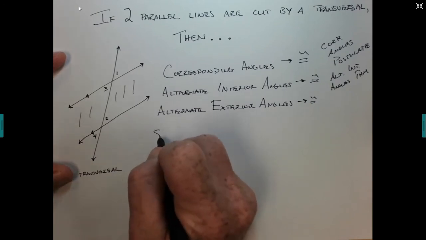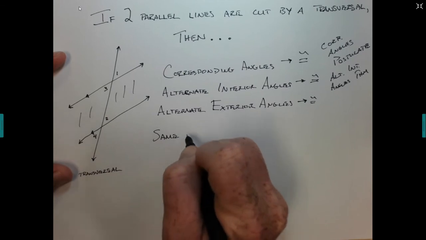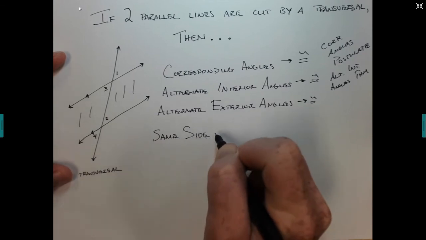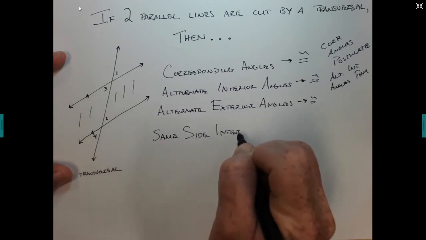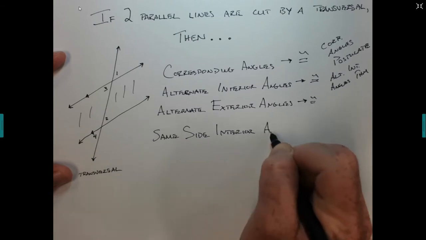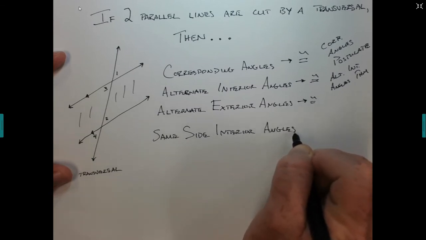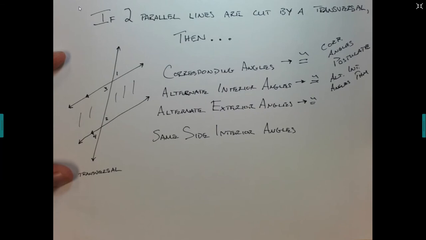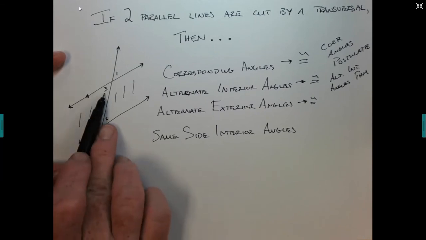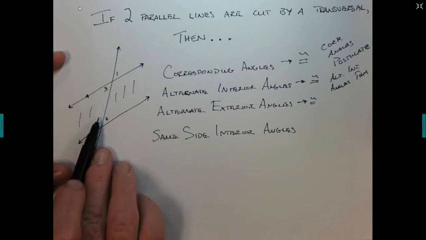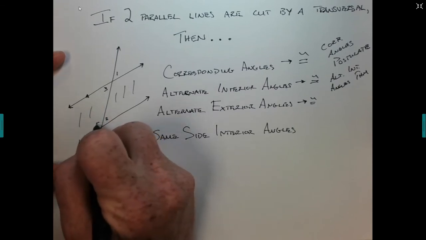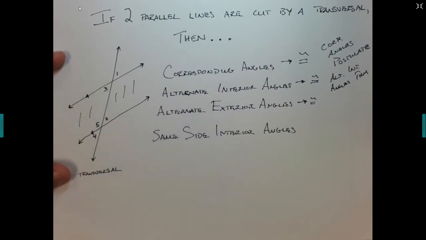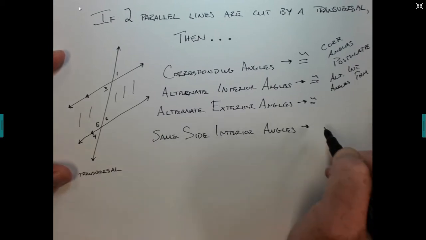But we also knew that same side interior angles, they're different. They're not going to be congruent. Angle 3 here is a same side interior angle with this angle right here, which I'll put a 5. Those are not going to be the same. They're going to be supplementary.